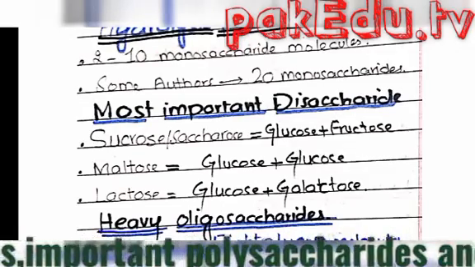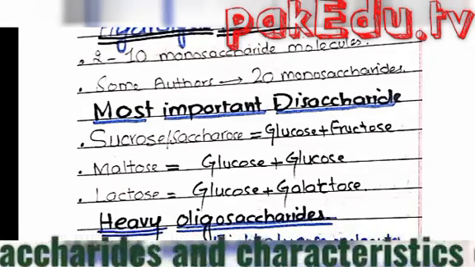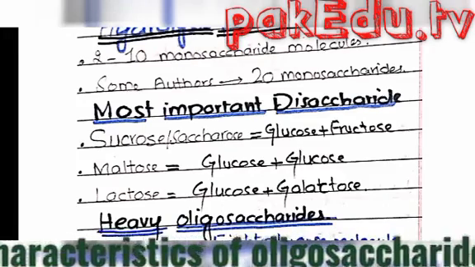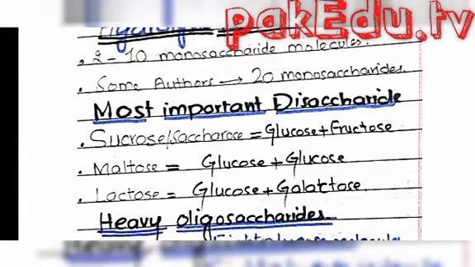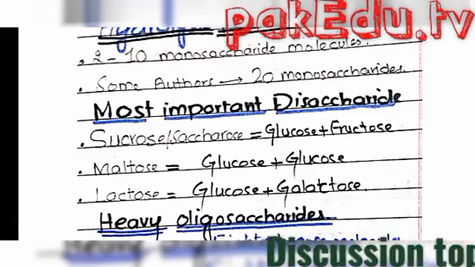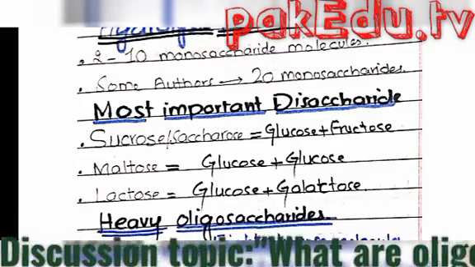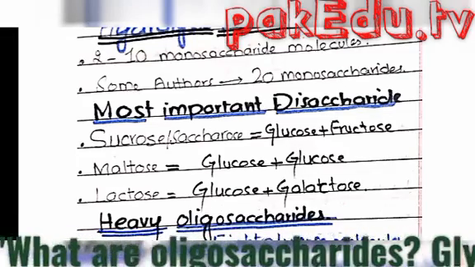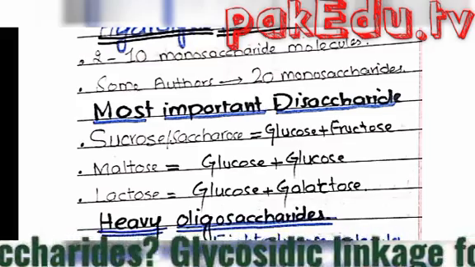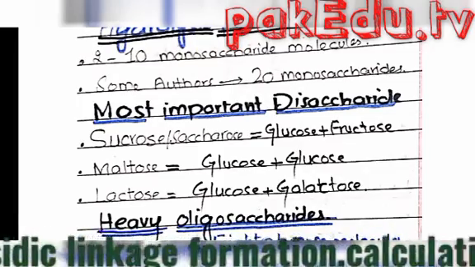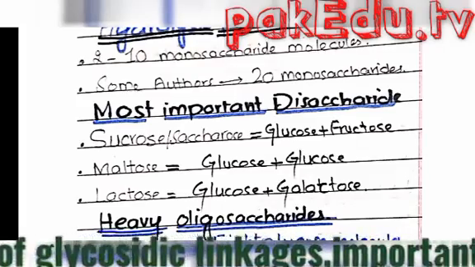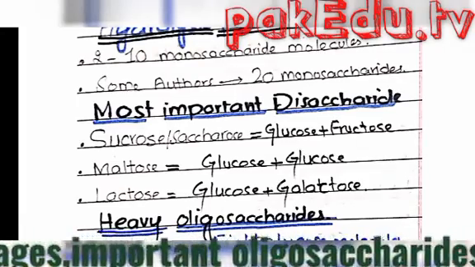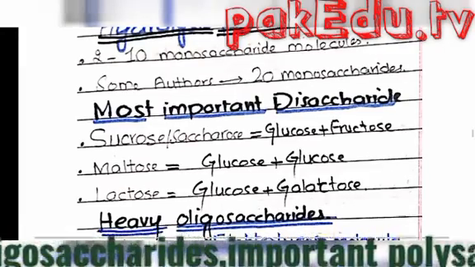So sucrose or saccharose is the combination of glucose and fructose, while another disaccharide is maltose, that is a combination of two glucose molecules. And the third important disaccharide is lactose, that is a combination of two monosaccharides, glucose and galactose.